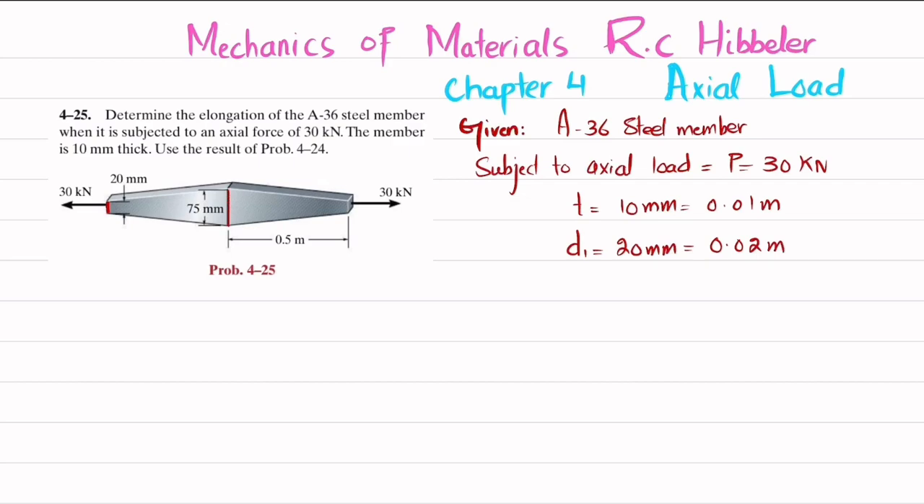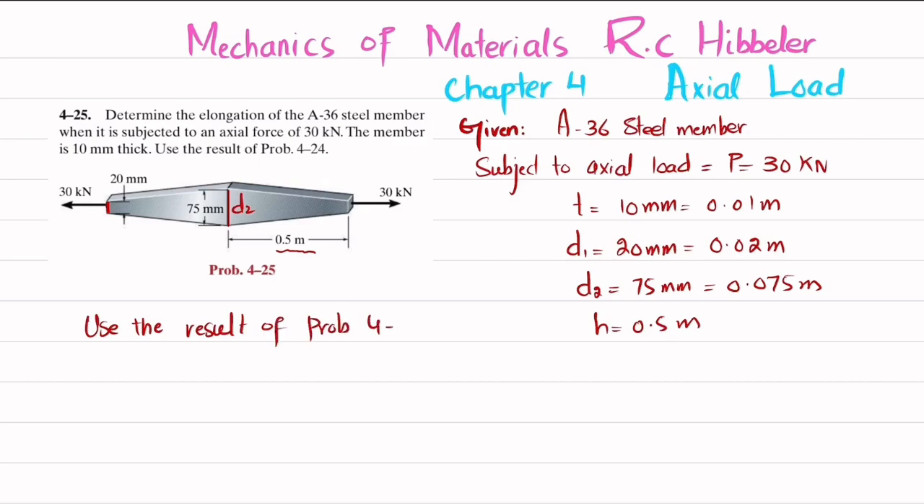And this width, which is the largest width, that is taken as d2. And this d2 is equal to 75 millimeter. And that is equal to 0.075 meter. Also, you can see that this is the height of half of the portion, and this height is taken as 0.5 meter. So it is also given that use the result of problem 4-24. So we will take the results from that which we have solved in previous problem. So what we have to find is, determine the elongation. So let's start its solution.